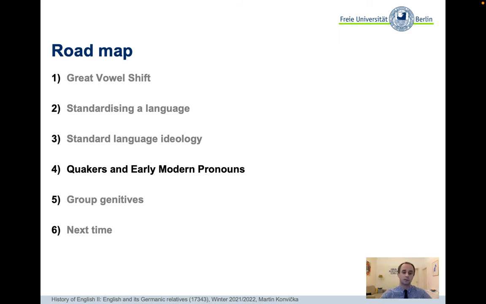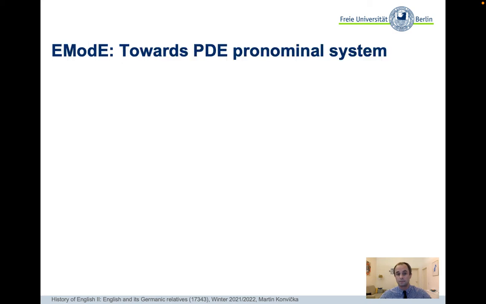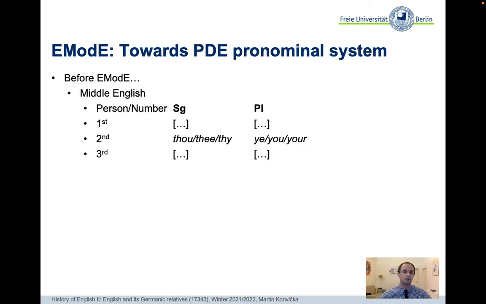So now let's have a look at how this standard language ideology looks in the use of pronouns by the Quakers in the early modern English period. Okay, so if you remember from our session before Christmas, we talked about the fact that in Middle English, for the second person, singular and plural, there was a distinct set of pronouns. There was thou, thee, thy for the singular, and ye, you, your for the plural.